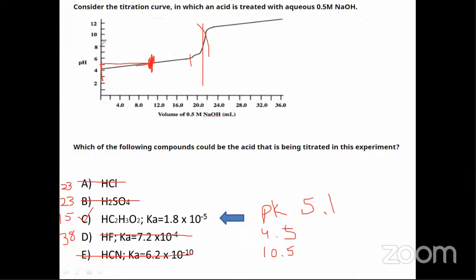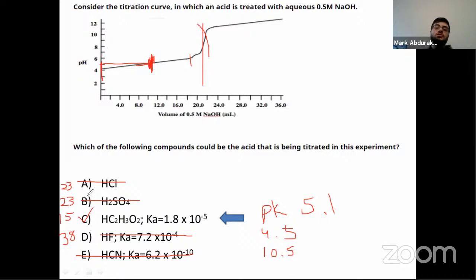So yes, 7 would be here. Okay. So it's not a strong acid being mixed with a strong base. So it's not A or B. It has to be a weak acid. So these three are left.